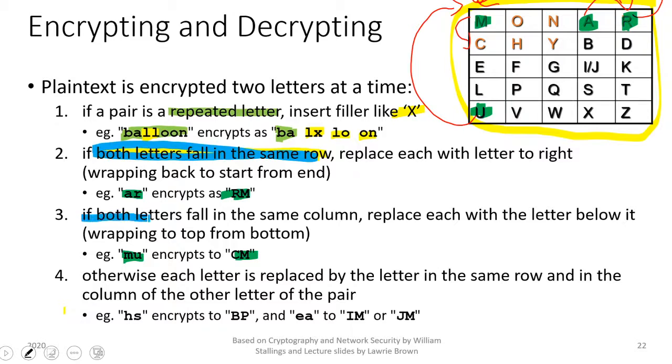If both the letters are on the same column, we will use this approach. And for any other letter combination, we will take the corresponding letters in this manner. Say we have HS. HS is the one that we want to encrypt. So what we will do is, we will take H and we will take S.